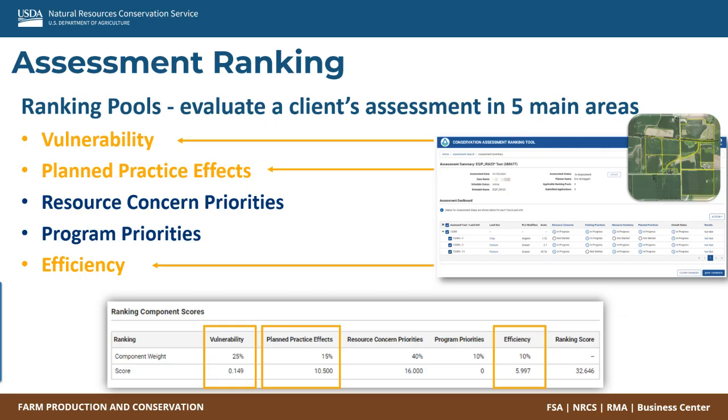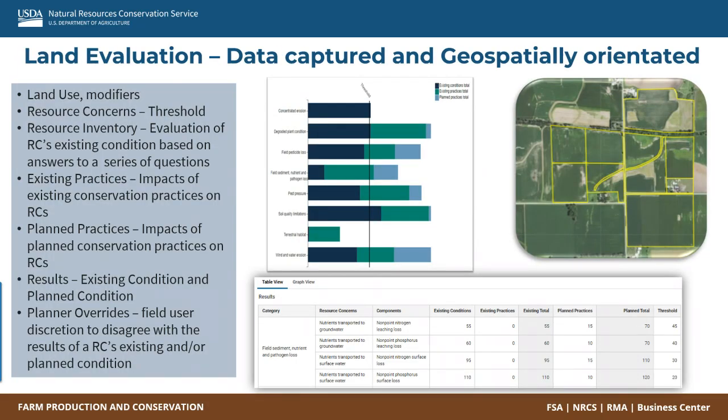Those 3 out of the 5 that come from the assessment are vulnerability, planned practice effects, and efficiency. Before we go into detail on those in subsequent slides, let's talk a bit more about what is captured in the assessment to set the stage. As you document the situation on the landscape, you're capturing the land use and the land use modifiers, and you're going to hear Jenna speak about how ranking pools are configured in the near future. Those are some of the factors your state program managers are going to help set.